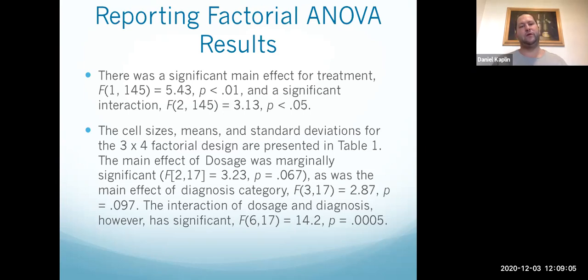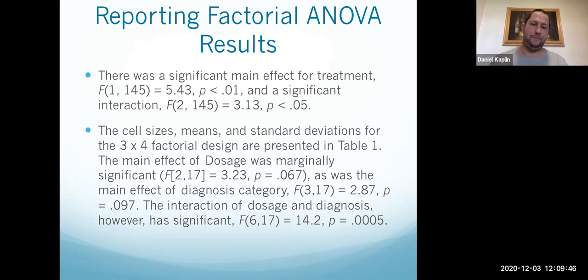There was a significant main effect for treatment, F1 between group degrees of freedom, 145 within group degrees of freedom, with an F value of 5.43, p less than 0.01. And so there was a significant main effect of treatment and a significant interaction. Then you report the interaction: F2, that's between groups, with 145 within groups degrees of freedom is 3.13 and p is less than 0.05.